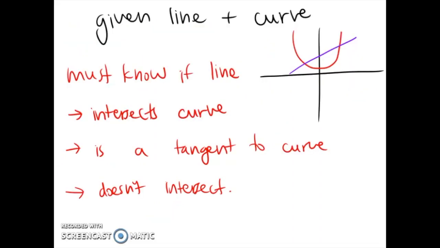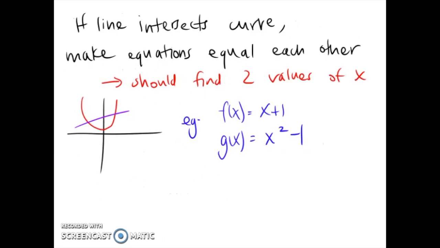Finally, you'll have to know how a given line is related to a curve. So you would have to know whether the line is intersecting the curve, such as here, whether it is a tangent to a curve, which would look something like this, or whether it doesn't intersect at all. To find out whether it intersects a curve, you have to make the equations equal each other, and then you should find that you will get two values of x.